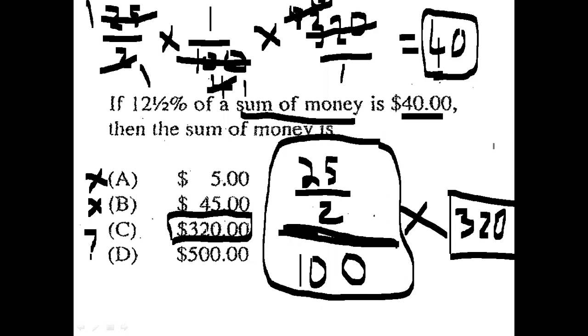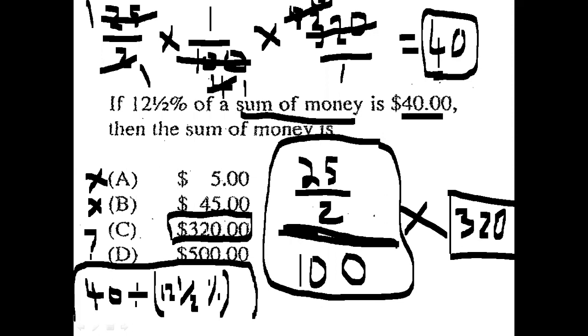Another way you could do this, well, this is a realistic way of trying to reason out this question. But another way of doing this, you could actually say 40 divided by 12.5%. To me, it's just the same amount of work because you have to convert 12.5 to an improper fraction, which is 25 divided by 2, then divide by 100, and then put 40. It's basically the same thing. If you try this method here, you'll get the answer straight away. Okay, so moving on.